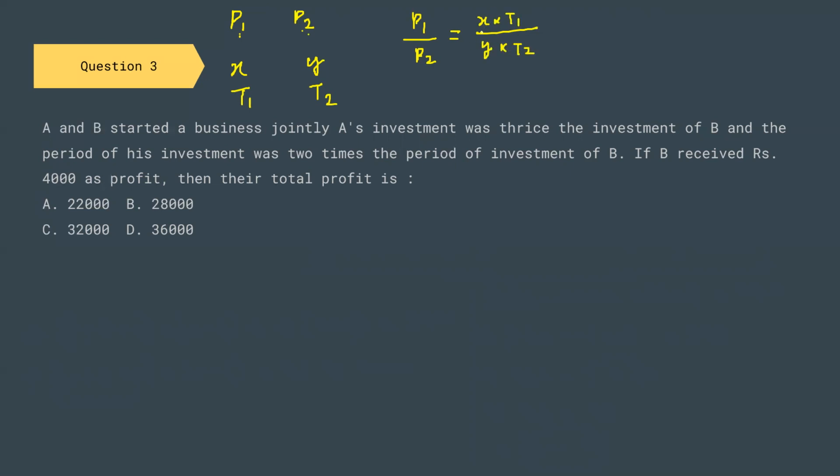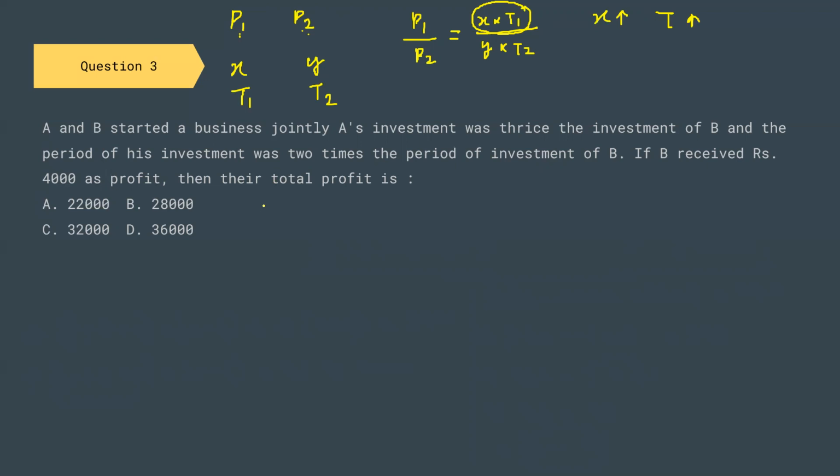What we can learn from this equation is that if X is higher, then the ratio of profit is also going to be higher. If time is higher, then again profit is also going to be higher. So the profit earned by a partner depends upon the money he or she is investing and the amount of time he or she has invested the money for.